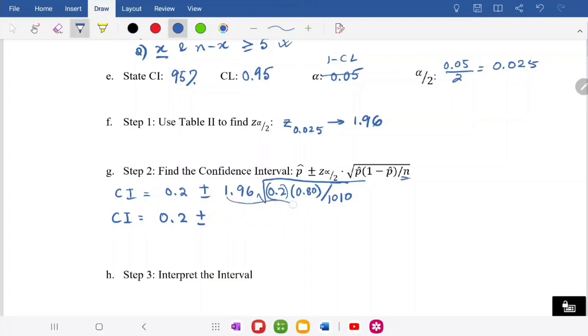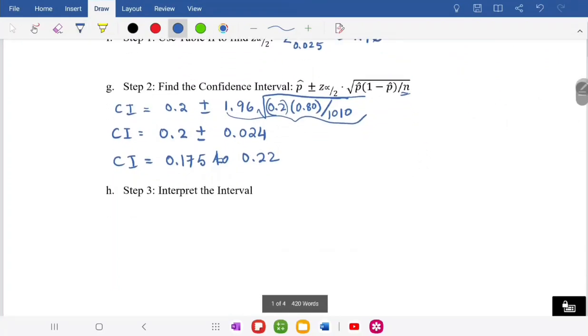So confidence interval will be 0.2 plus minus 1.96 times the square root. Well, when you do this calculation, which is the margin of error calculation, whatever you add and subtract to the point estimate, in this case 0.2, represents your margin of error, correct? So that margin of error value is really 0.024. So your confidence interval, when you add and subtract the margin of error to the point estimate of 0.20, you should come up with a value of 0.175 to 0.22, right?